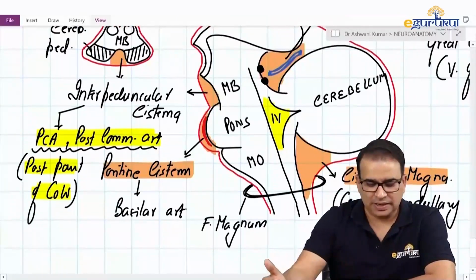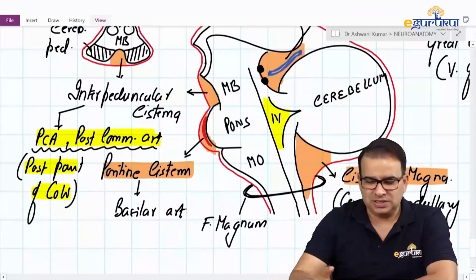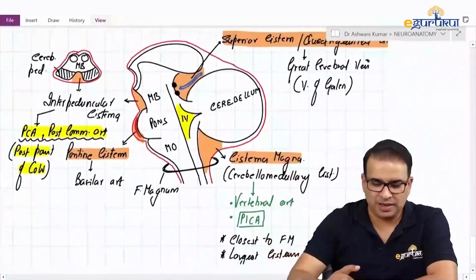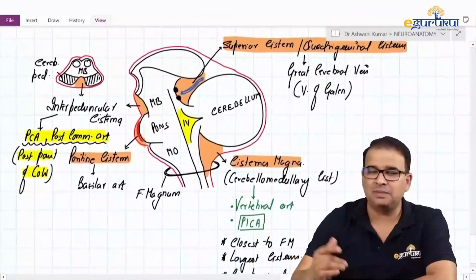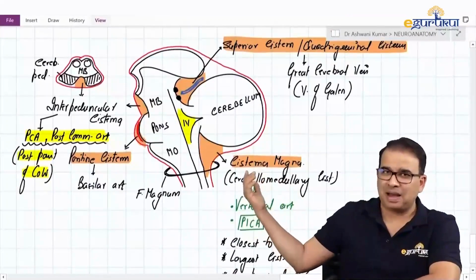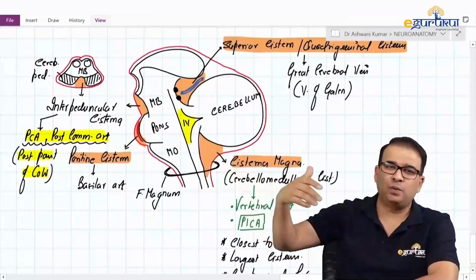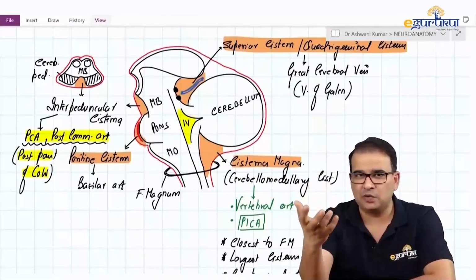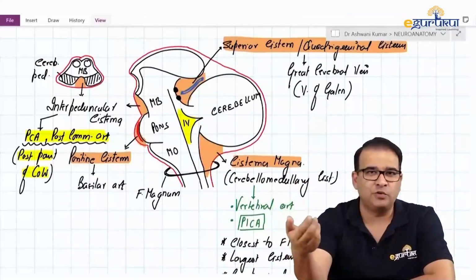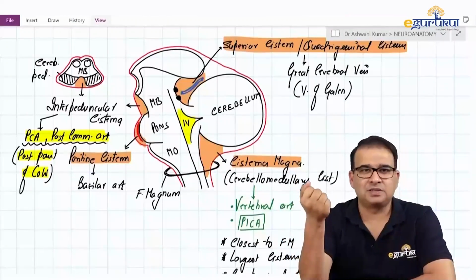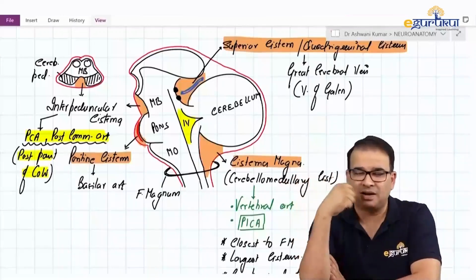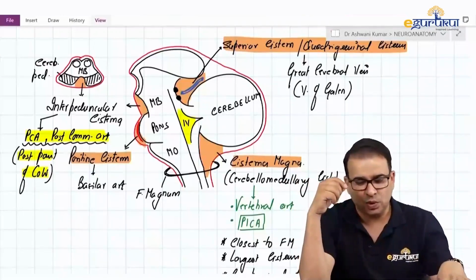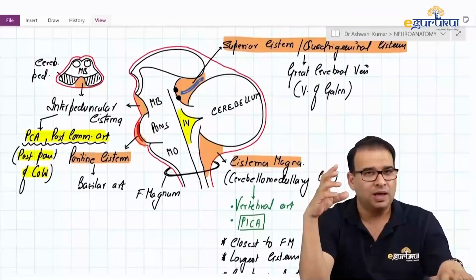The cistern is called the interpeduncular cistern. So these are the four major cisterns, guys, which we appreciated in the sagittal section. One above the cerebellum, one below the cerebellum, that is the magna, and in front of the brainstem we see one in front of the midbrain or in between the two peduncles called the interpeduncular, having the circle of Willis, and the one below that in front of the pons is called the pontine cistern or cisterna pontis, having the basilar artery.